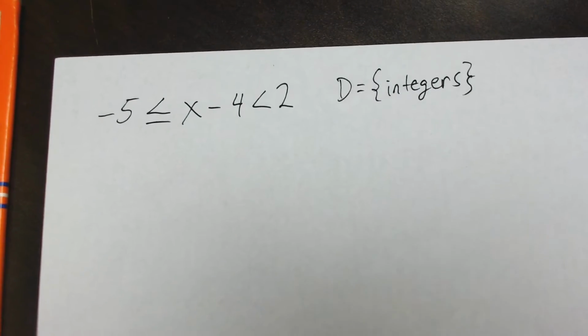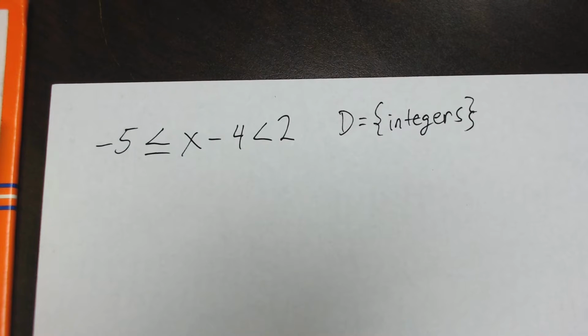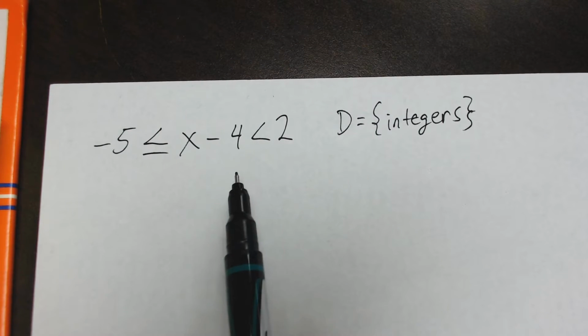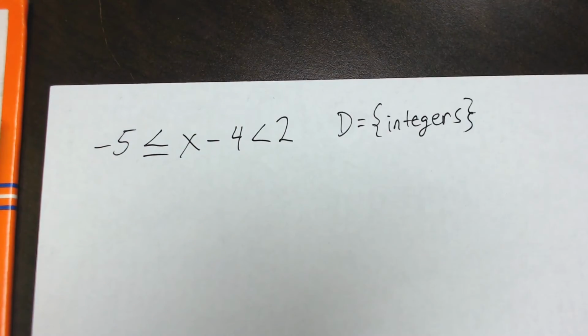Right here we've got a disjunction, which is -5 is less than or equal to x minus 4 less than 2. Now the problem is I want to find out what x is. I don't want to know x minus 4. So what I have to do is add 4, right?